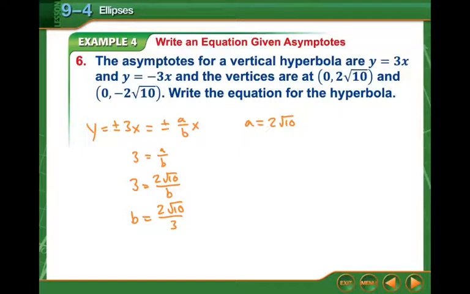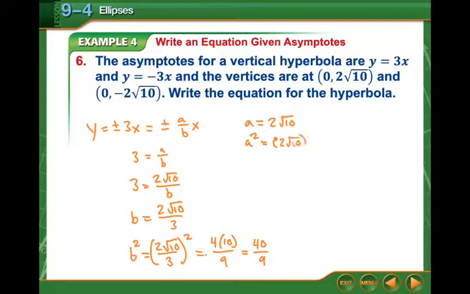Now we need to square that in order to get our equation set up. So b squared is that whole thing squared, which would be 2 squared. So I'm going to have to work this out. There's a lot to it. So that's going to be 4. The square root 10 squared is just 10, and the 3 squared is 9. So that's going to be 40 over 9. So now we have a, we have b, we have those parts of our equation. So we're good there. We do need to square a, which is 4 times 10, or 40. So now we have a squared, we have b squared.